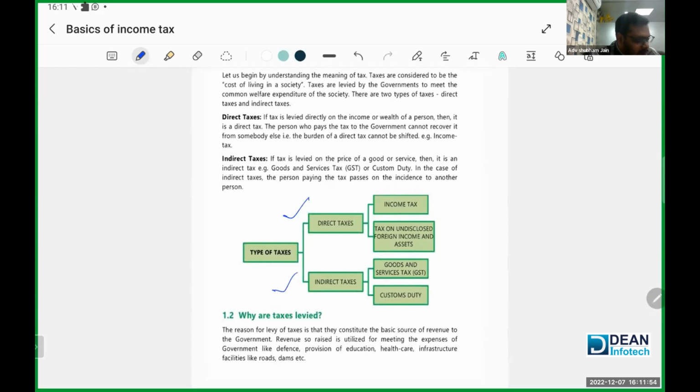The difference between direct tax and indirect tax is that direct taxes are directly levied on the person, and indirect taxes are indirectly levied on anyone. Indirect taxes include goods and service tax and custom duty. It is basically for the businessmen, people who supply goods and services, people who do business. And direct taxes are levied on everybody, be it a salaried person, be it a person who is having business income or anyone who is having income. Direct taxes are levied on everyone. In direct taxes, there are two types of taxes: income tax and tax on undisclosed income. So basically, we are going to discuss the income tax part today.